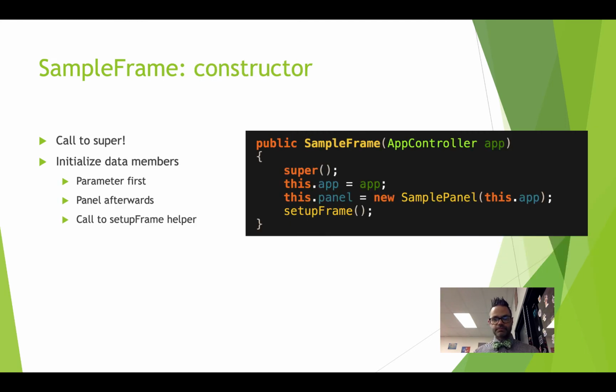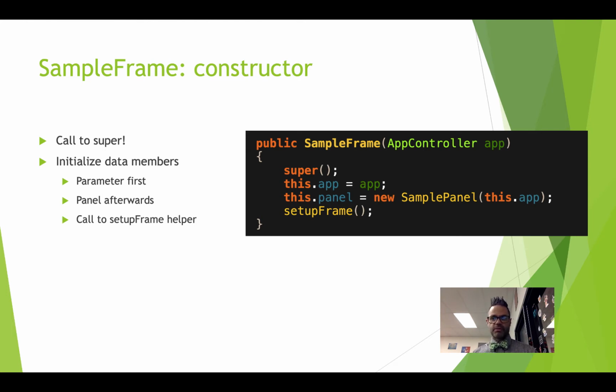So we'll go ahead and look at that. First thing we have is our constructor. In our constructor, as you can see, we have a reference to the AppController as a parameter, and that's what we called with the this parameter back when we instantiated the SampleFrame instance in the controller class. And so we have to have that reference right there.